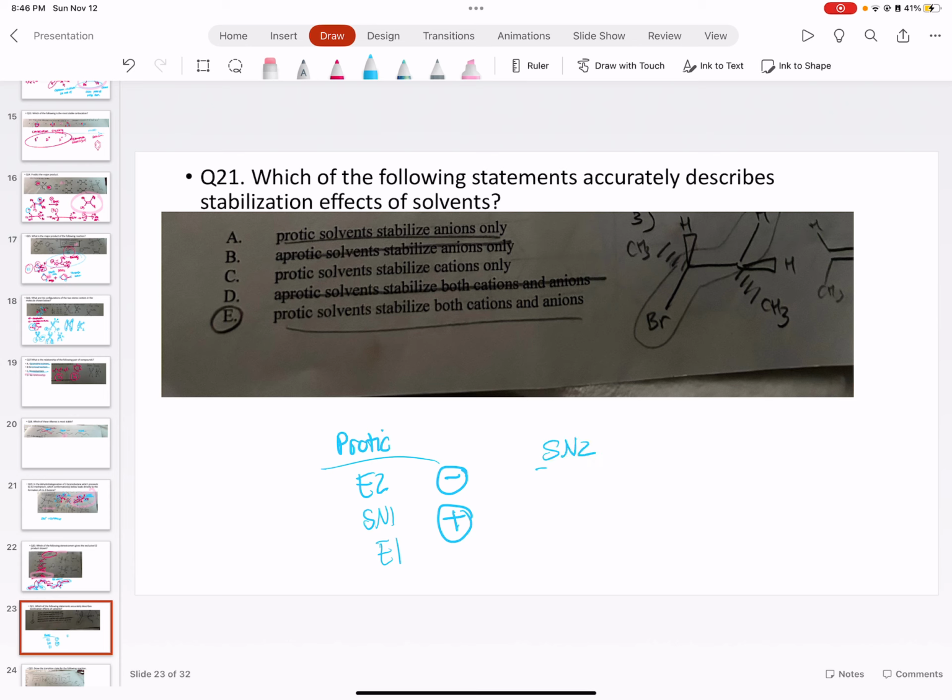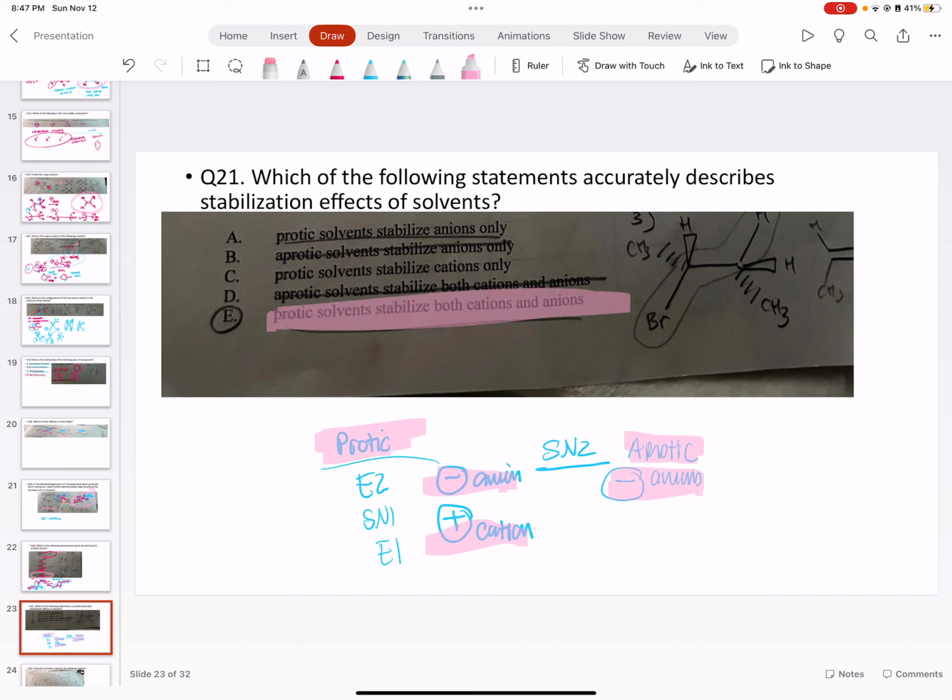While SN2s are normally just negatives, right? So these are called cations, and this one's called anions. SN2s deal with aprotic solvents. So technically, you can see protic deals with both anions and cations, while aprotic deals with anions. So technically, protic solvents stabilize both cations and anions. And that's how I got to my answer.